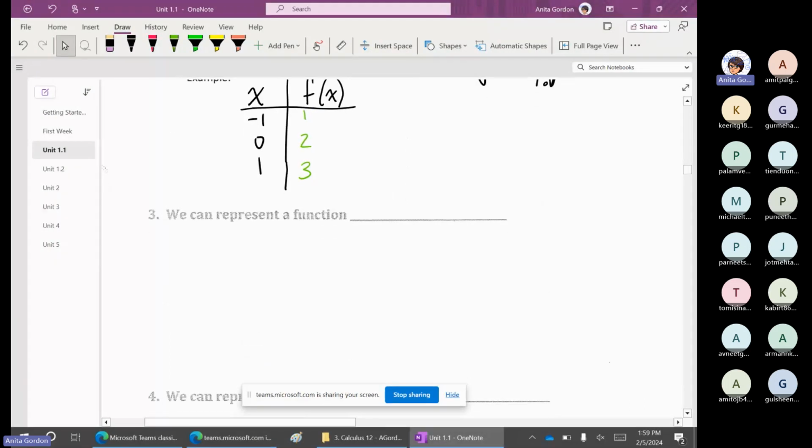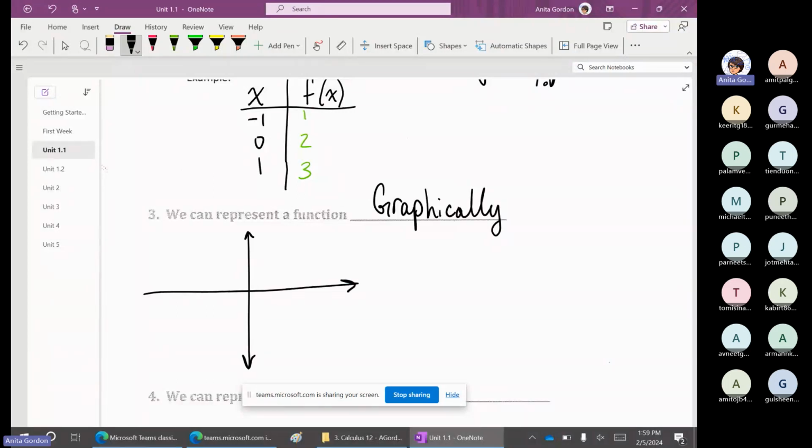We can also do this graphically. Let us sketch an x and y axis, and let's pretend to add some numbers in here. 1, 2, 3, 4. 1, 2, 3, 4. 1, 2, 3. 1, 2, 3.